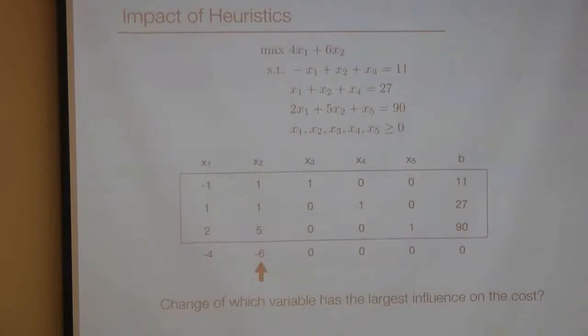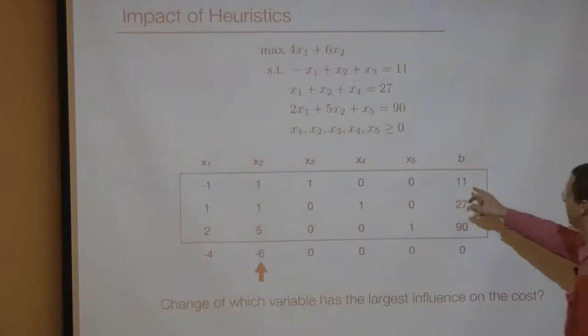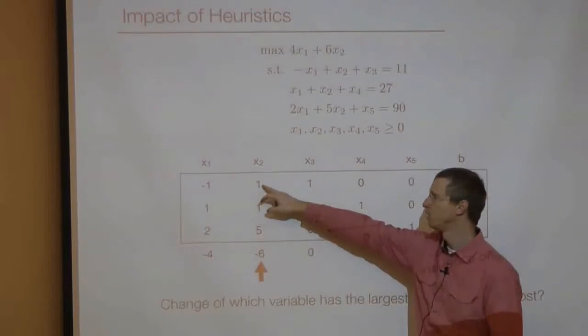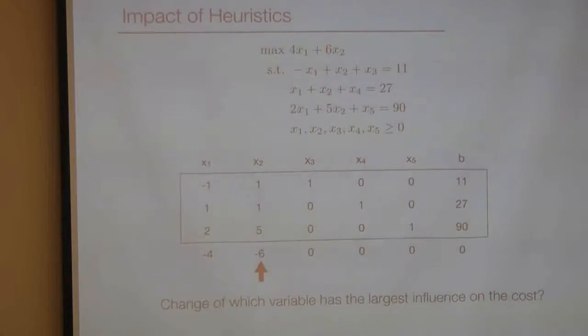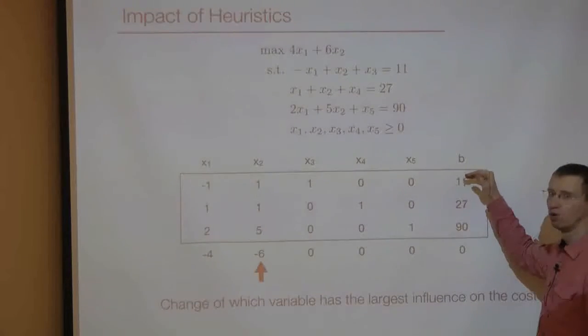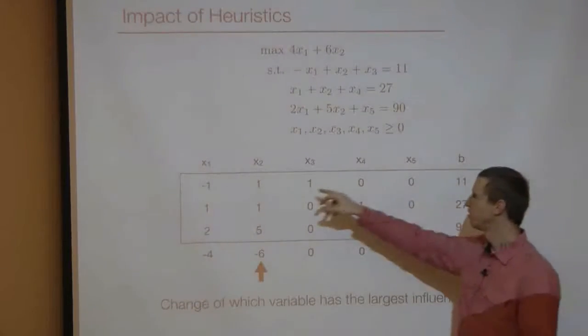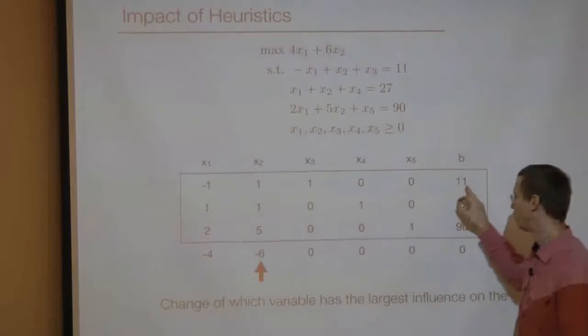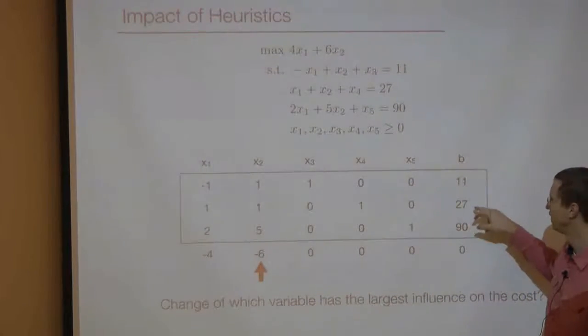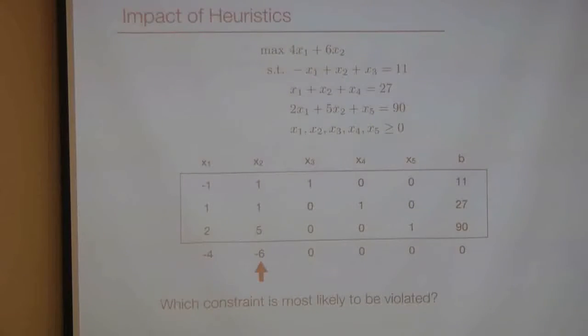And then we look at the ratios between the right-hand side and the corresponding leading coefficients in the corresponding column. And we choose as the pivoting row the one which has the smallest positive value of this ratio. Okay? So here the ratio is 11, 27, and here it would be something like 16. Essentially, we are answering the question, which constraint is most endangered by increasing the value of x2?